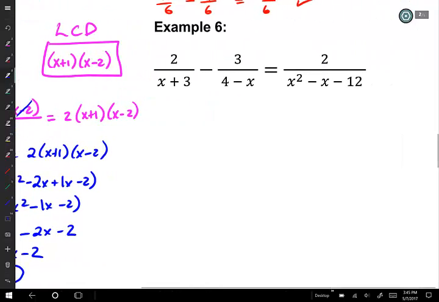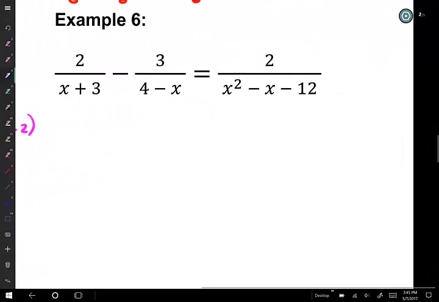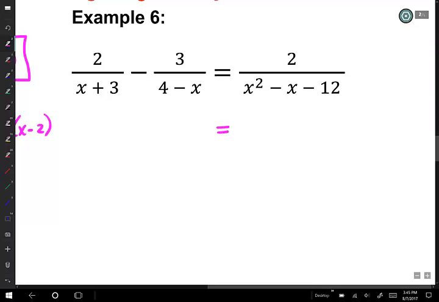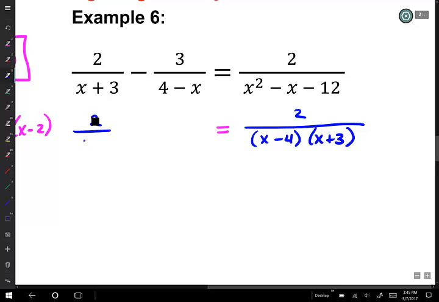Example 6 is a unique example. It's brought intentionally to understand and reintroduce the idea of opposites. Before we work the problem out, I want you to notice that we're probably going to need to factor the denominator on the right. So let's factor this denominator. Hopefully you see it's x minus 4 and x plus 3. Now, our original problem is 2 over x plus 3 minus 3 over 4 minus x.